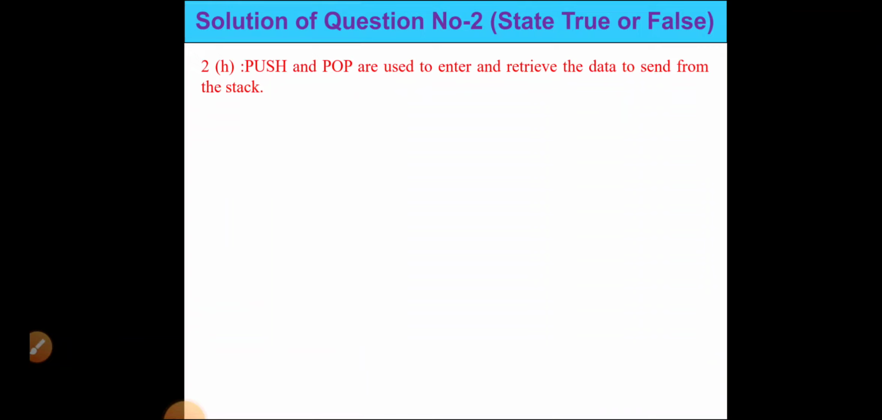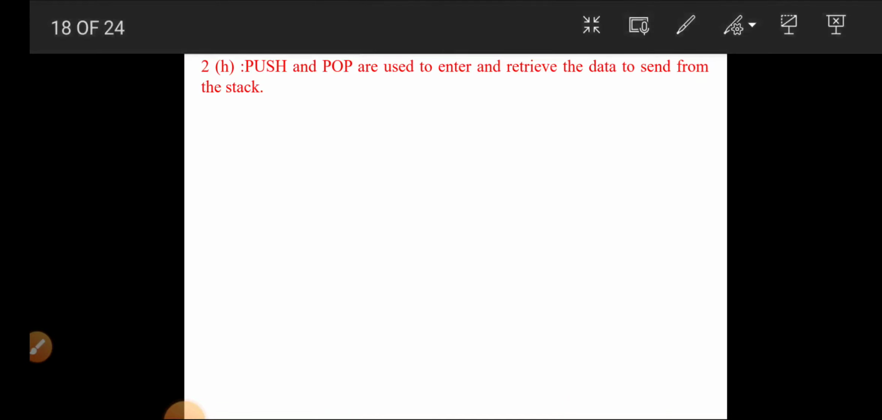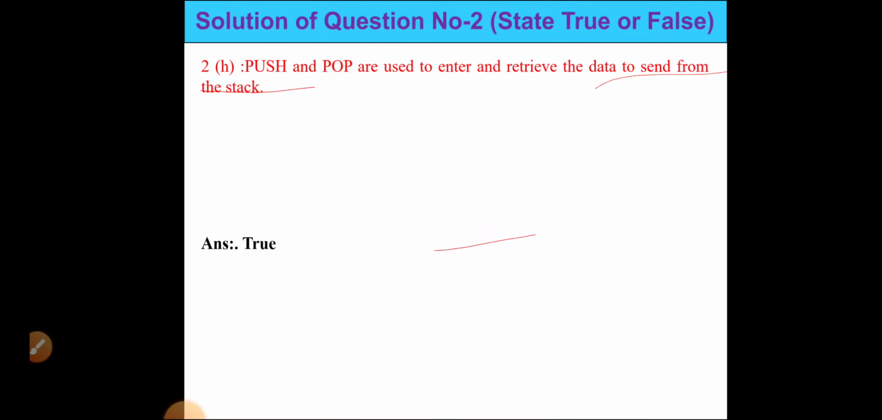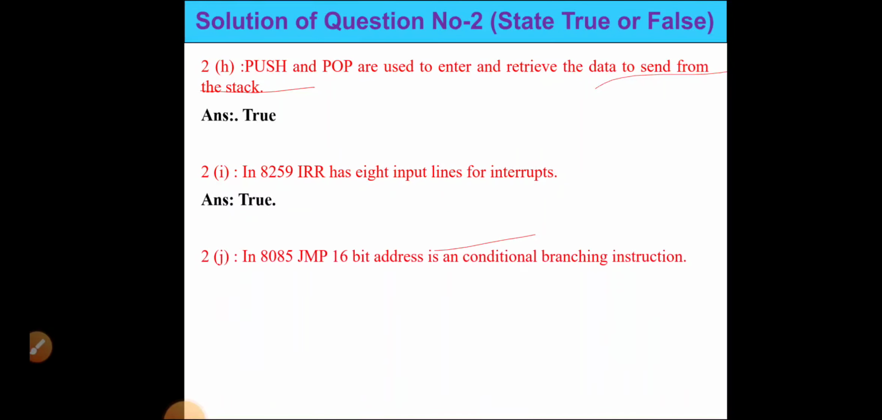Next, PUSH and POP are used to enter and retrieve the data to and from the stack. So this statement is true. Okay. In 8259, IRR has 8 input lines for the interrupts. This is also true. In 8085, JMP 16-bit address is a conditional branching instruction. This is also true.